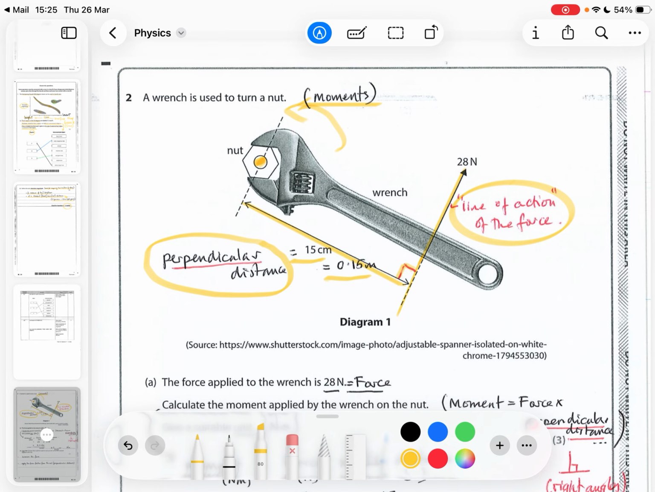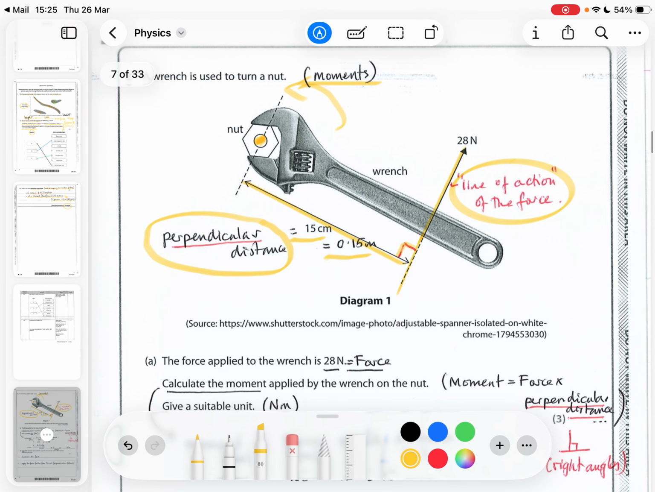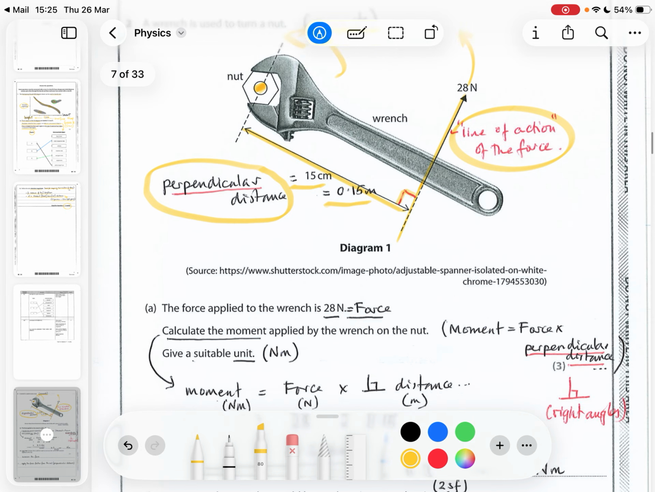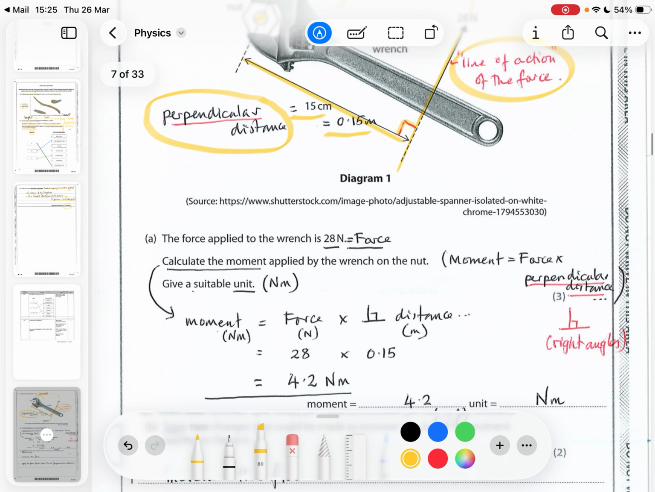So a wrench is used to turn a nut, and the direction of the turning is clockwise or anti-clockwise. In this case, it's anti-clockwise because the force is going that way. And it's going to turn, so it's going to be anti-clockwise. So it causes a rotation. The force applied to the wrench is given, 28 newtons. They want you to calculate the moment, that I just explained.